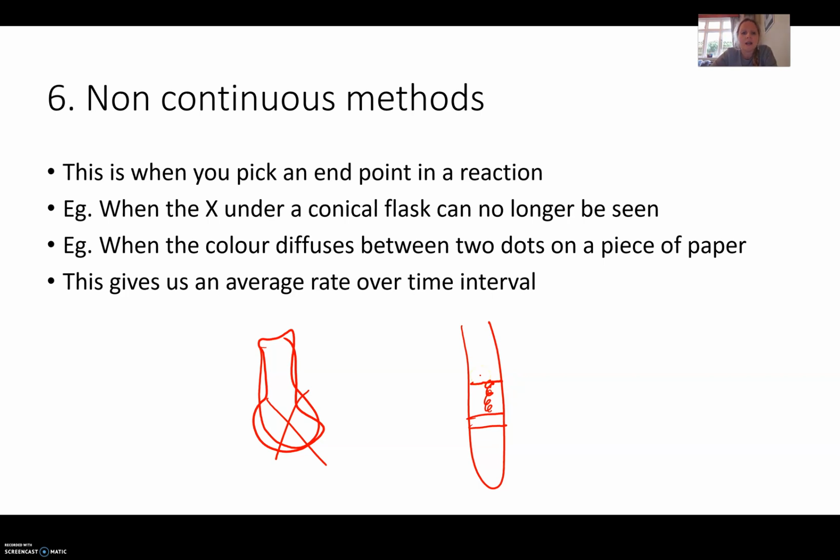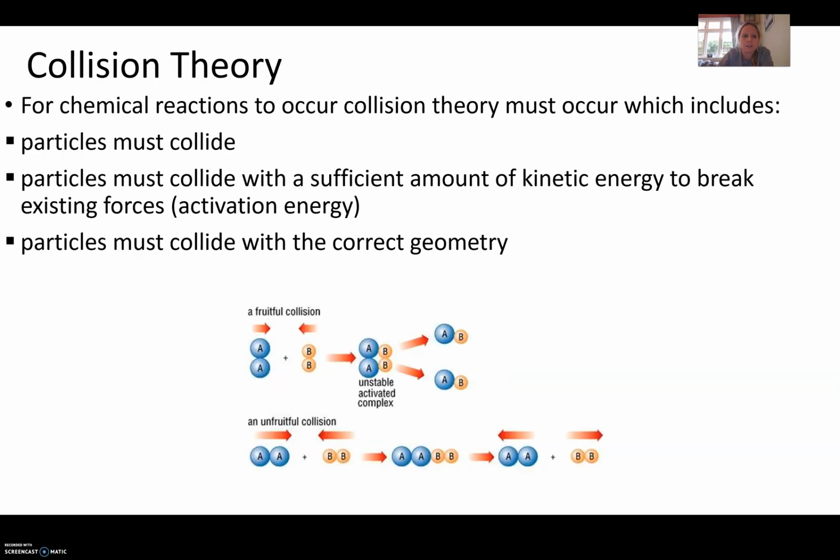If you were doing something with diffusion, you could put 2 dots on a piece of paper and see how long it takes for the color to diffuse between the 2 dots, that sort of thing. So it's when you arbitrarily pick an end point.